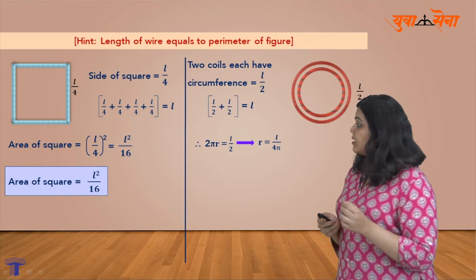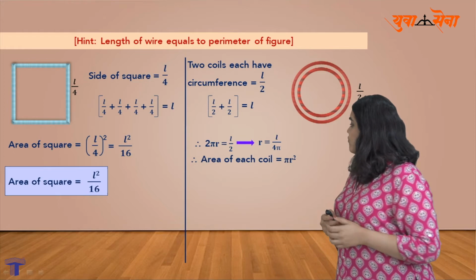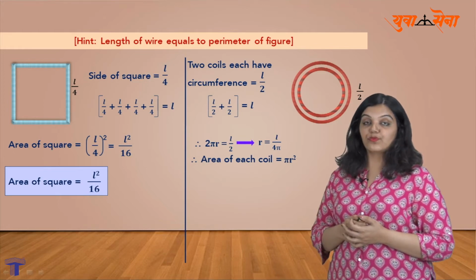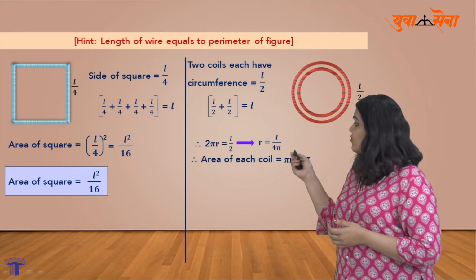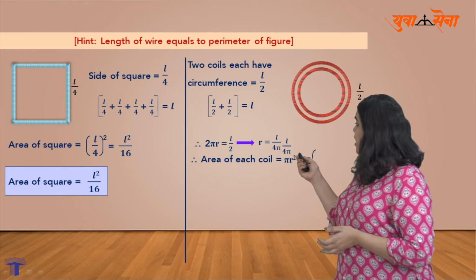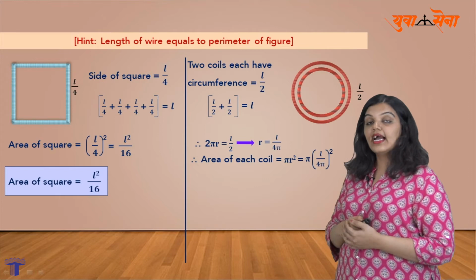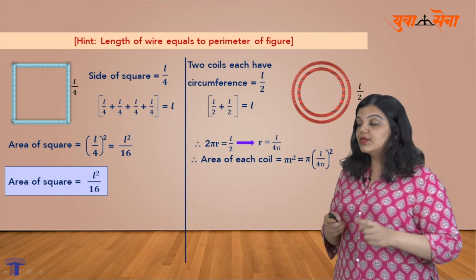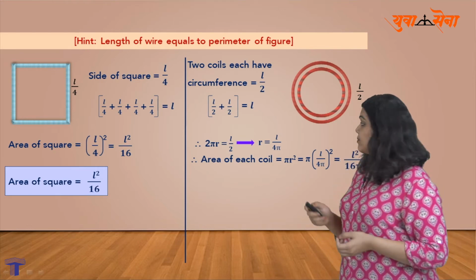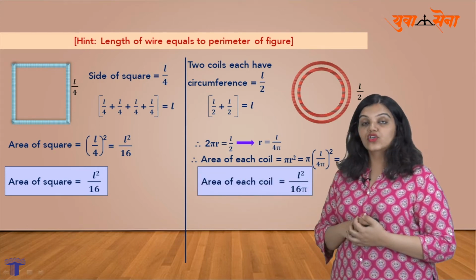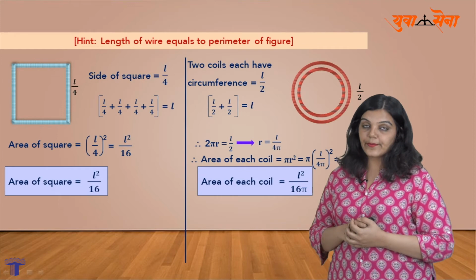Now using this quantity r is equal to L by 4 pi, I can find the area of each coil, which is nothing but a circle, and therefore I apply the formula for the area of a circle, which is pi r square. And for this formula, I'm going to replace the r with the value I have found. That is, instead of r, I'm going to write L by 4 pi and I'm going to square this. It gives me the area of each coil, which is nothing but L square by 16 pi. So I have area of each coil as L square by 16 pi.